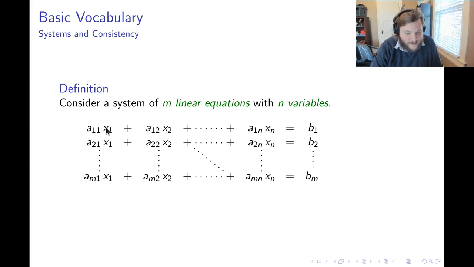And the idea is that we are scaling each of these variables by some constants, which we're denoting by a's with subscripts. Then we add everything up and we set each equation equal to some other constant. On the right-hand side, we're using b's to denote those constants. We call this system linear because we're not doing anything fancy with the variables like squaring them, exponentiating them, or taking trig functions. We're only looking at the variables themselves.